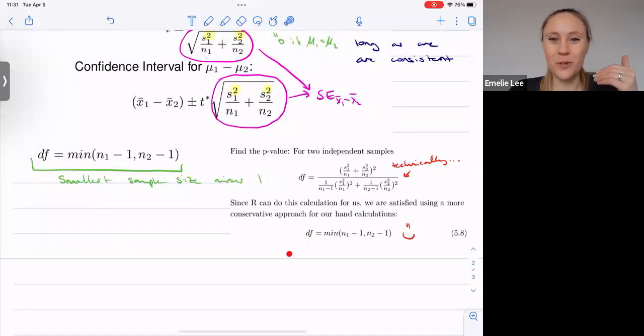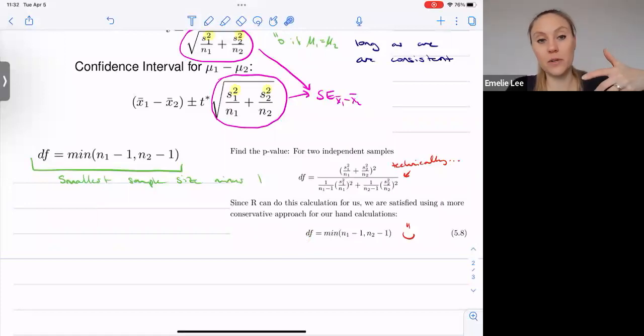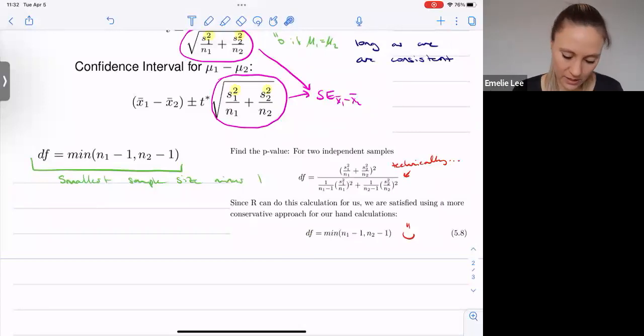Why? Because if we're being more conservative, then our degrees of freedom is going to be smaller. Because the larger our degrees of freedom are, the more sure of our estimate we are. So it's going to be smaller than the proper one. Yeah? All right, good.